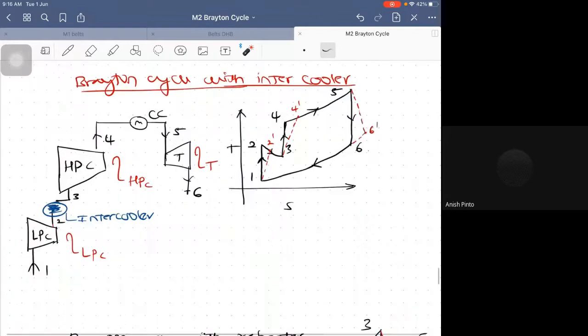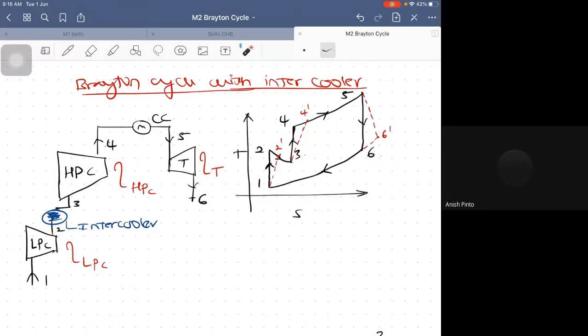Okay. So this is a Brayton cycle with intercooler. When an intercooler is introduced, what happens actually? Whether you are compressing in 2 stages, or whether you are expanding in 2 stages when an intercooler is introduced. That is my question.